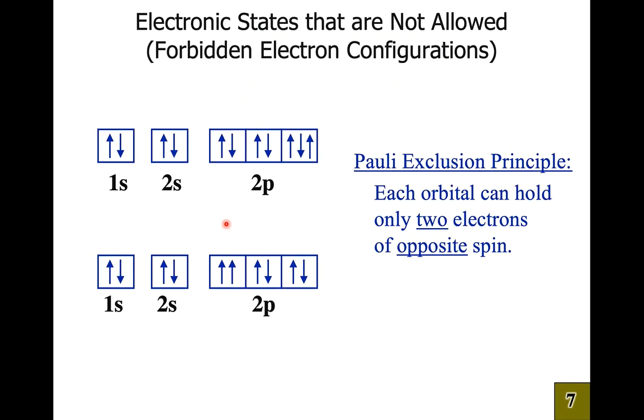Okay, and what it ultimately comes down to is this thing called the Pauli exclusion principle that says each orbital can hold two electrons of opposite spins. So this has 3 electrons, so it violates the first part. This has 2 electrons, so it's okay with the first part, but violates the second part. The electrons right here have the same spin and not an opposite spin.